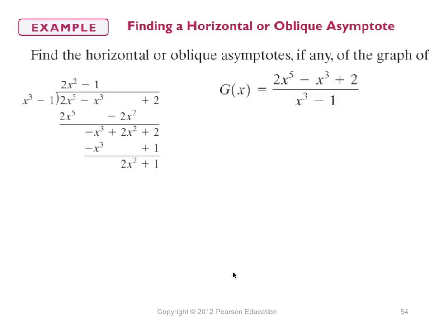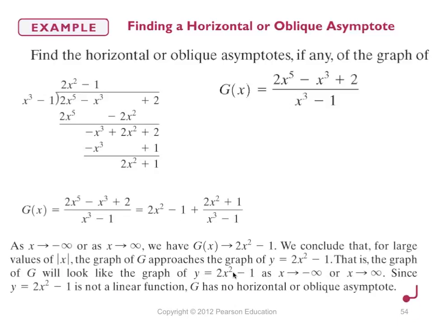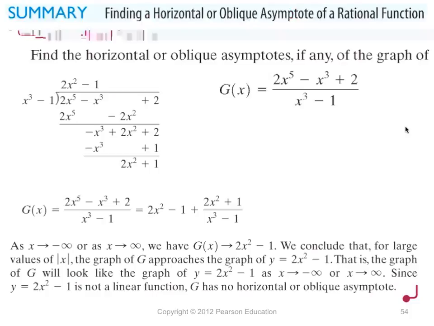Now, if the degree of the numerator is 2 larger than the degree of the denominator, then when you divide, you actually get a quadratic. So the graph of g is going to look like y equals 2x squared minus 1 as x approaches negative infinity or infinity. But since y equals 2x squared minus 1 is not linear, it's not oblique. So function g doesn't actually have a horizontal or an oblique asymptote.